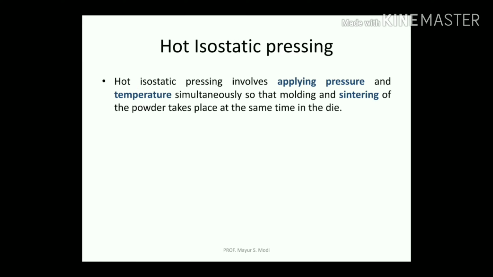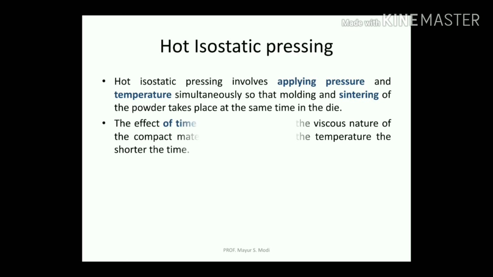Hot isostatic pressing involves applying pressure and temperature simultaneously so that molding and sintering of the powder take place at the same time. As said earlier, first you have to make a finished shape and size, then do the sintering process. So those are two different processes, but in the case of hot isostatic pressing, it is a simultaneous process, heating as well as pressing.